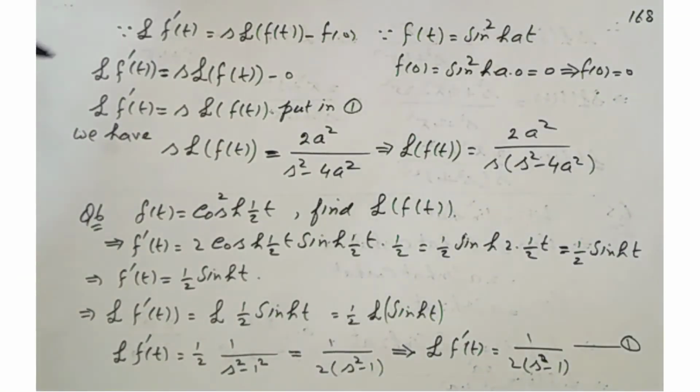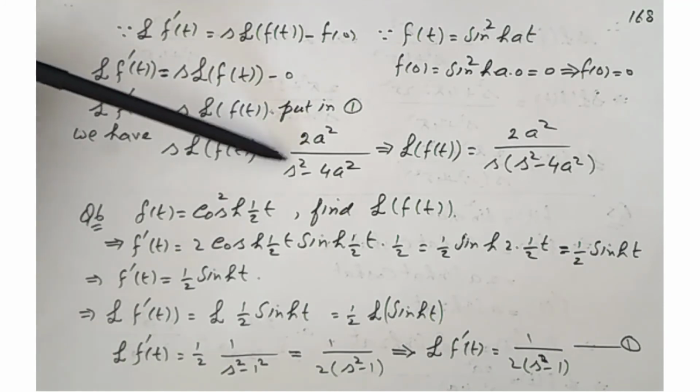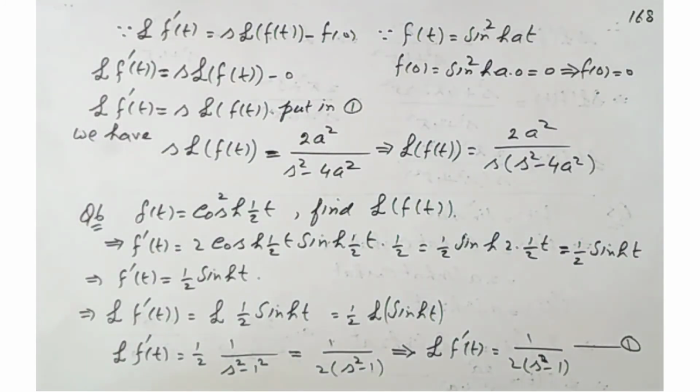So we have Laplace f dash t equals s Laplace ft minus f of 0. Since f of t equals sin square hyperbolic at, put t equal to 0. So this becomes sin square hyperbolic 0, and sin 0 equals 0, so f of 0 equals 0. So in this place we put f of 0 equal to 0. So Laplace f dash t equals s Laplace ft, put in equation 1. We have s Laplace ft equal to 2a square by s square minus 4a square. So Laplace ft equals 2a square over s into s square minus 4a square.